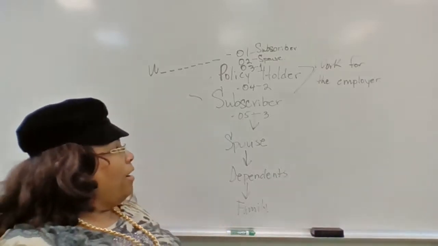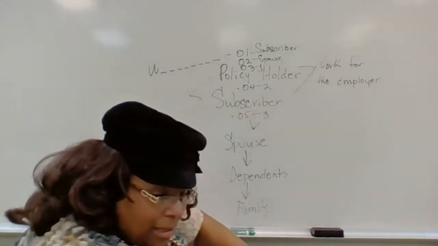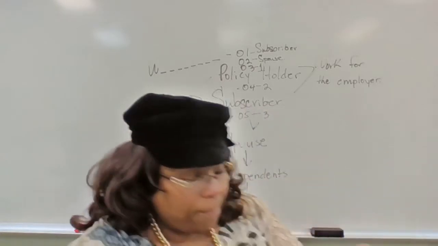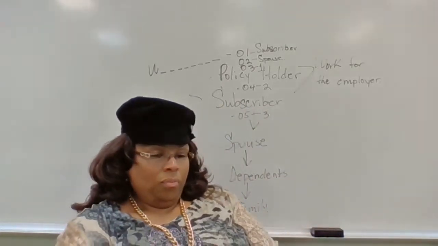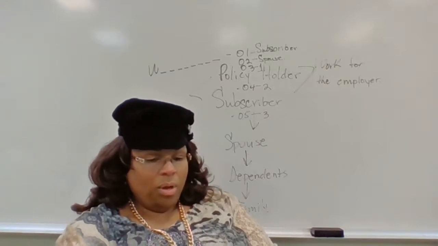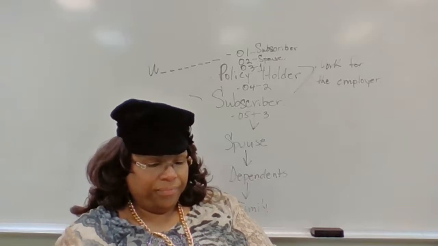Okay? All right. Now, subscriber ID that goes on this form. Look at one. See, 1A. Is 1B on here? I don't see 1B.